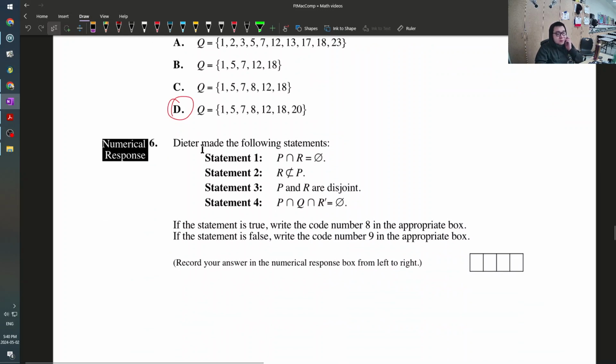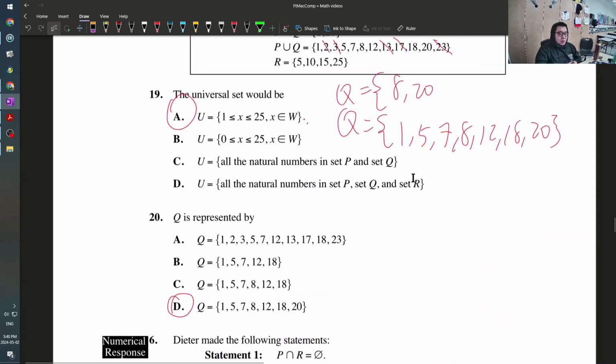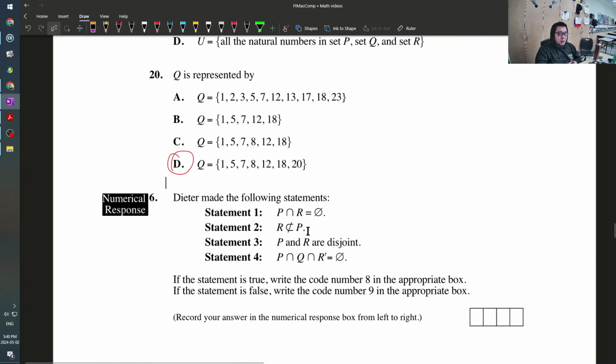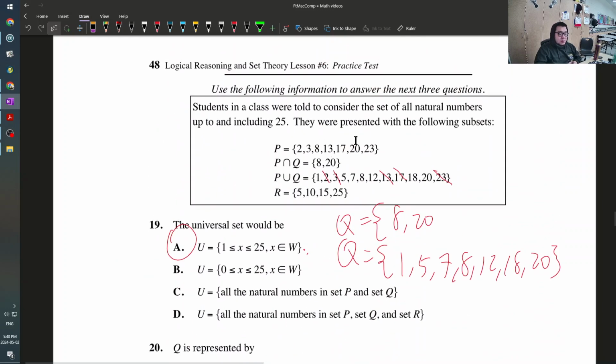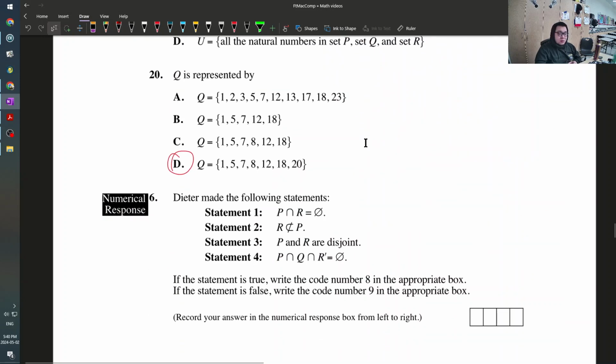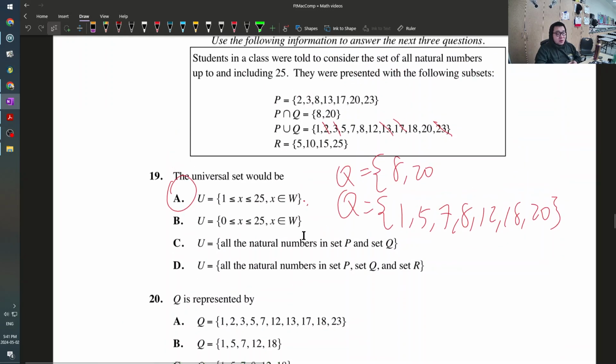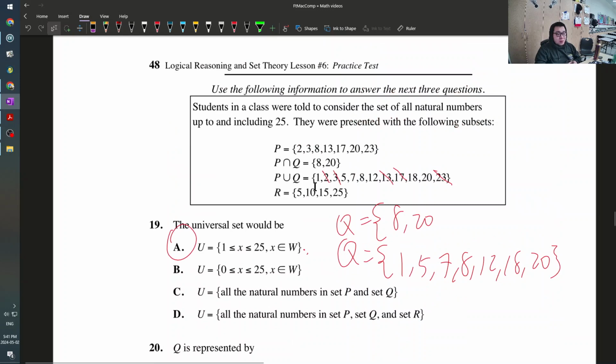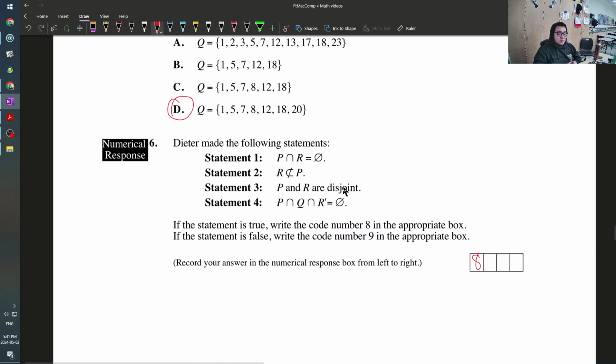Now, Dieter made the following statements. P intersect R has no elements. So 5, 10, 15, 25. It looks like it has no elements. No elements is true. So we write 8. R is not a subset of P. What is P? Yes, 5 exists in R but does not exist in P, so R is not a subset of P. It is true, so we put down 8.